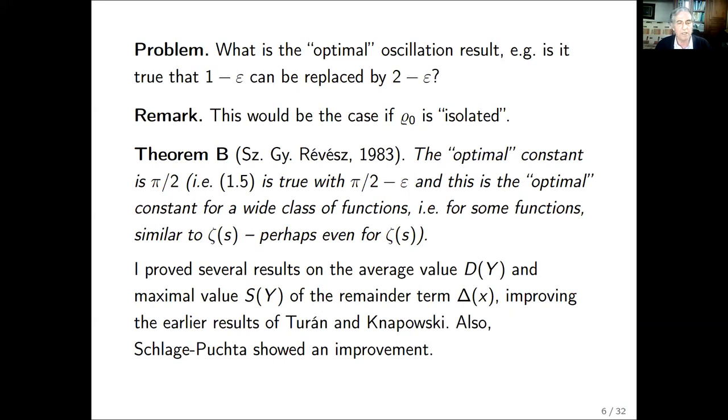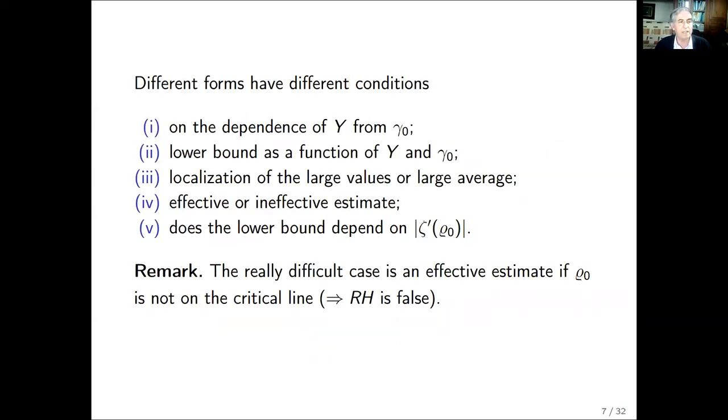Now, concerning this average and supremum or maximum value, I proved several results improving earlier results of Turán and Knapowski. Schlage-Puchta also showed an improvement. In general, different theorems have different conditions, so we can focus on the dependence: how large y should be compared to gamma naught, the imaginary part of the zero; then how good the lower bound is as a function of y and gamma naught; then the localization of the large values or large average, so not just that somewhere between 1 and y we have a large value, but whether we can localize these estimates better; and then the question whether we have an effective or ineffective estimate.